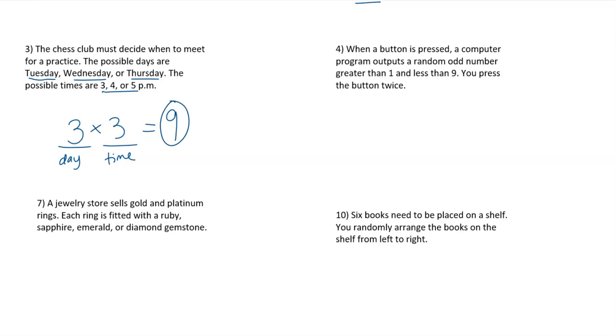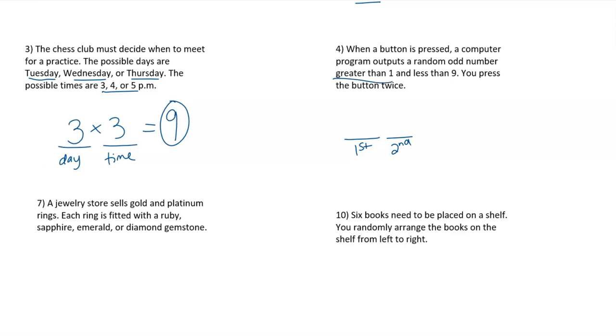In question 4, it says a button is pressed, a computer outputs a random odd number greater than 1 and less than 9, and you press that button twice. So how many actions are happening here? Well, there's going to be 2. There's the first press, and then there is the second press.